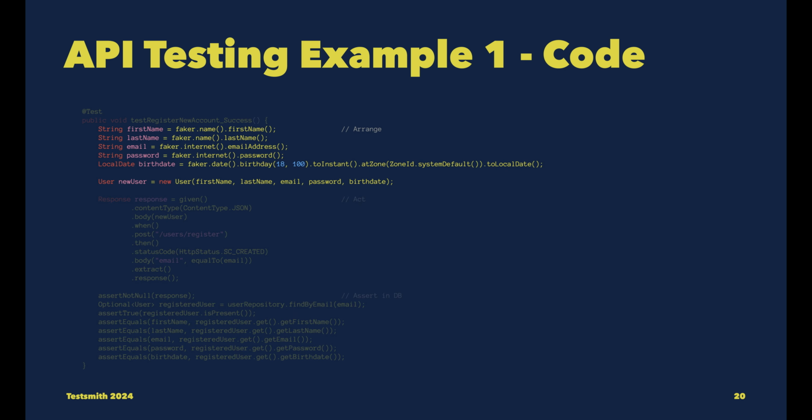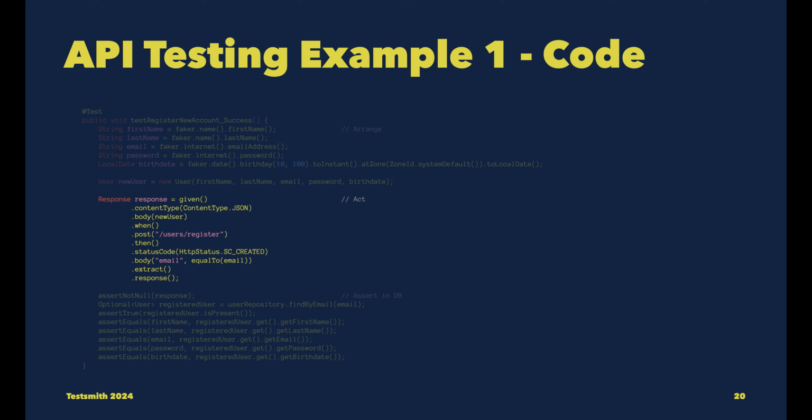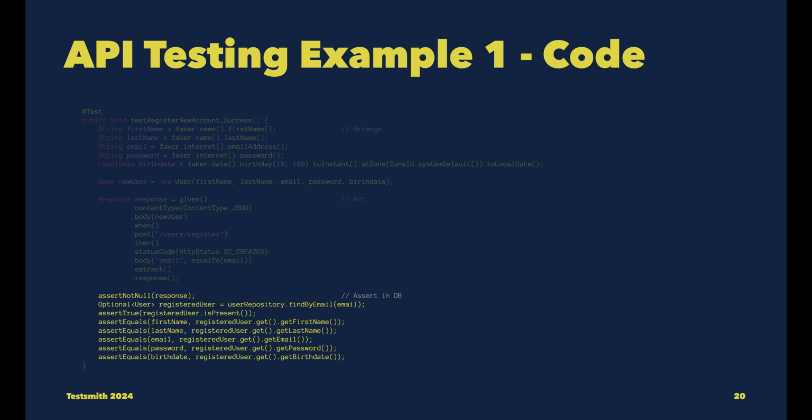In these lines, we simulate an HTTP POST request to the users/register endpoint using the REST Assured library. The request sends the new user object as JSON. We expect a 201 Created status code in response, indicating that the user was successfully created. Additionally, the response body should contain the email of the newly registered user. The response is then extracted and stored in the response variable.